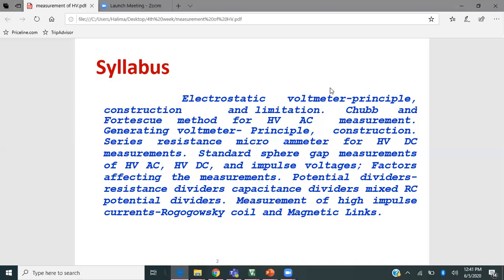Similarly, whenever we discuss AC voltage at power frequency, there will be some series impedance ammeters. There will be some potential dividers. It can be some resistance type, or it can be some capacitance type. There will be some potential transformers, electrostatic voltmeters, sphere gaps, etc.